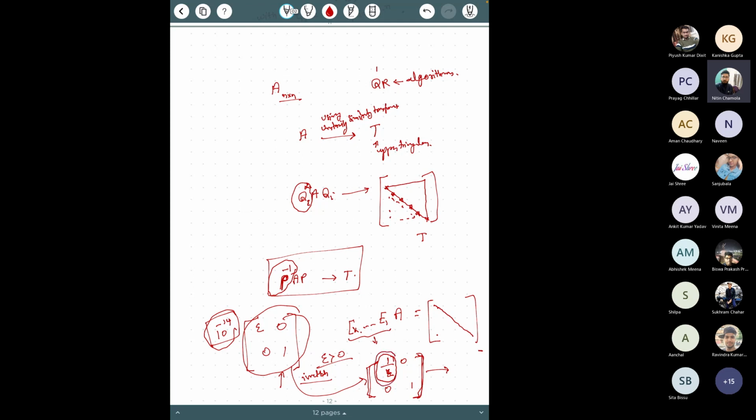this goes towards infinity, because 1 by epsilon is close to infinity. So whatever computation you are making now may lead to something which is completely absurd.